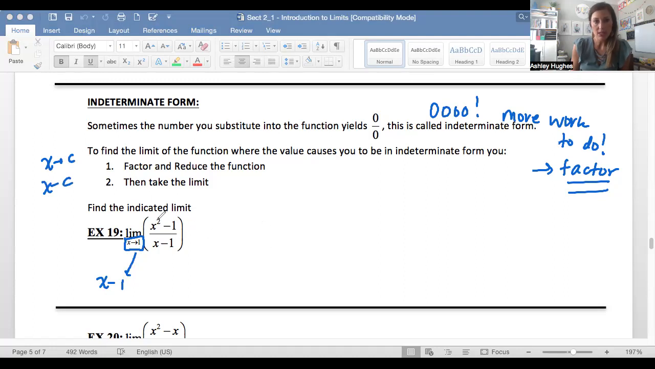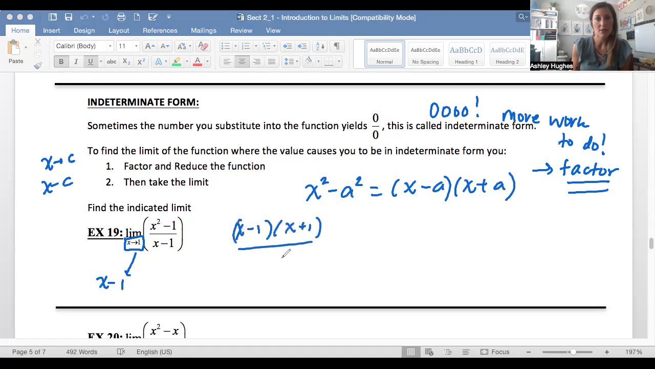So if I'm going to factor, this is a difference of squares. You know, x squared minus a squared factors to be x minus a times x plus a. So if I factor the top, I would get x minus 1 times x plus 1. The bottom is x minus 1. And remember, this tells you what factor you're trying to remove. I see I have x minus 1 in top and bottom, so those simplify to be 1. And so this graph actually looks like the graph of x plus 1 and just has a hole in it at the value 1.